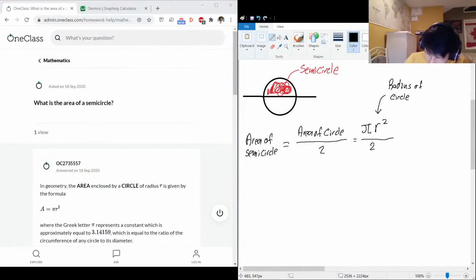Now, what is the radius? Hey, it kind of looks like a Pokeball. The radius is the distance between the center of the circle and the edge of the circle. And radius is the same no matter which direction it is. Like the radius here, the radius there, always the same radius. So if we have the radius, we could figure out the area. So let's call that AOS, area of semicircle, is equal to pi r squared over 2.